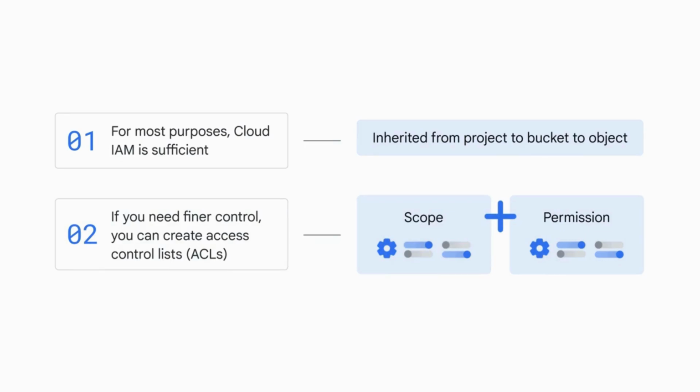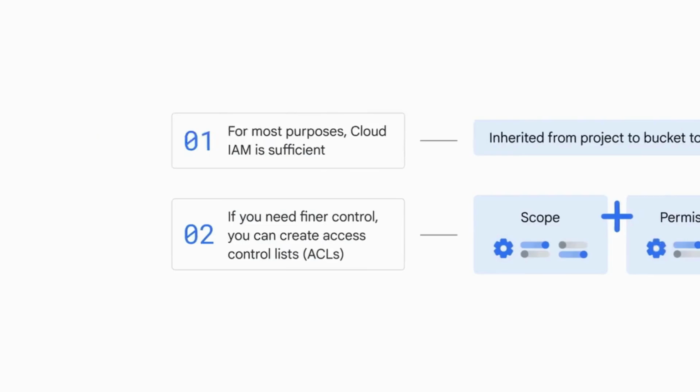Each access control list consists of two pieces of information. The first is a scope, which defines who can access and perform an action. This can be a specific user or group of users. The second is a permission, which defines what actions can be performed, like read or write.